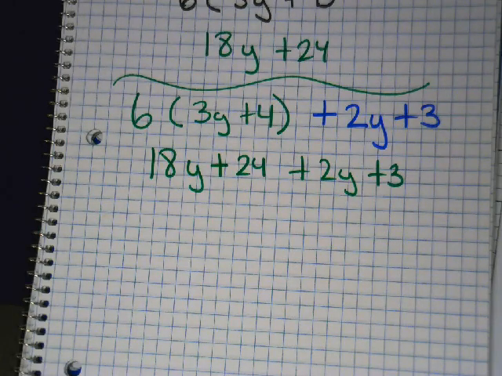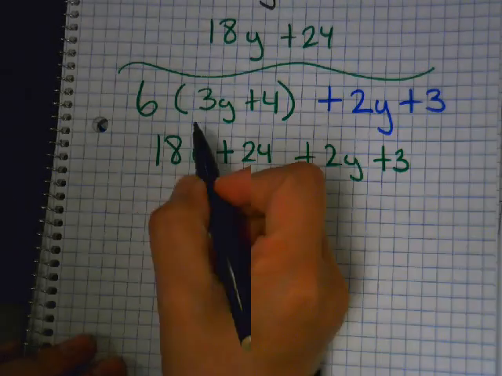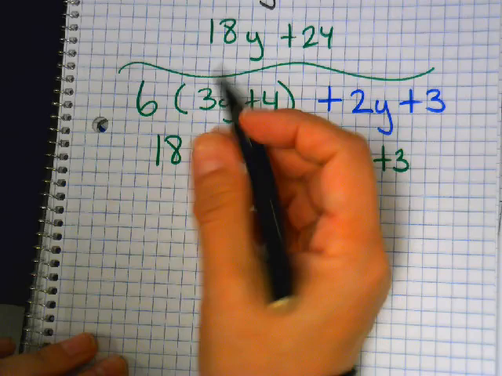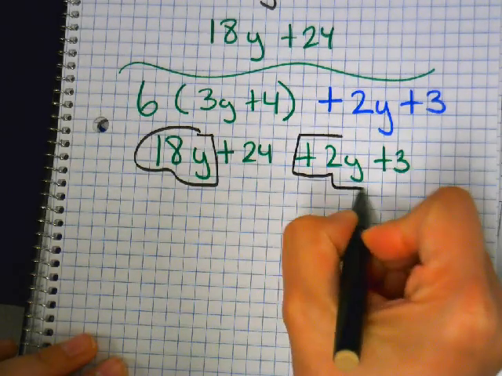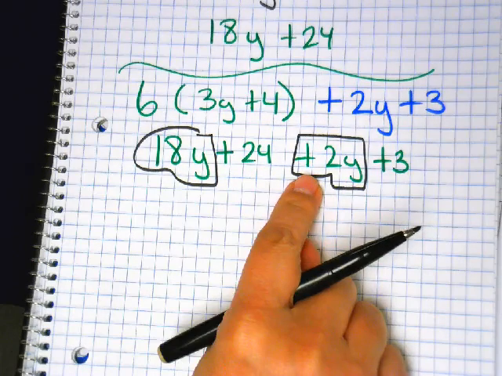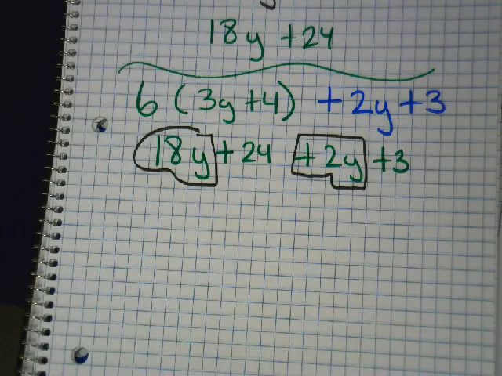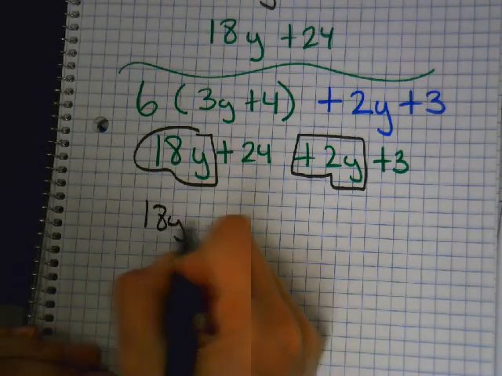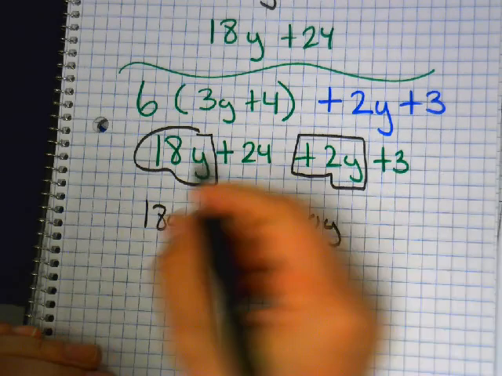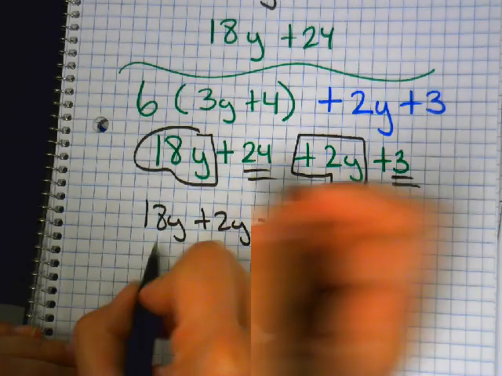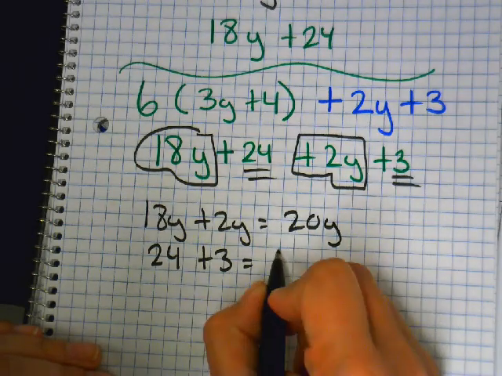We like to circle, square, triangle. So I'm going to put this and this together. Notice how I circled the operation. I know I just circled addition even though we're not supposed to. So what is 18y plus 2y? 20y. And then I underline whatever is left over, the 24 plus this 3. What's 24 plus 3? 27.